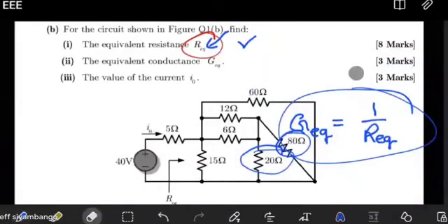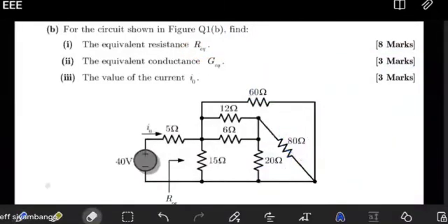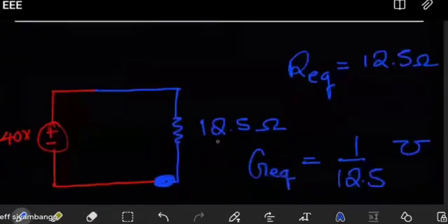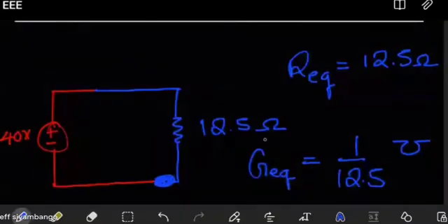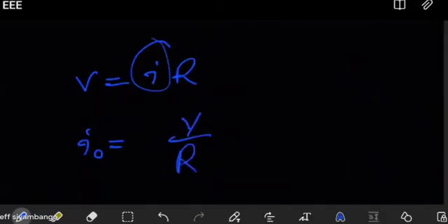And then we now want to determine what I/O is. I/O is the current being supplied from the source. Having figured out the total resistance, I/O becomes quite straightforward. By Ohm's law, we know that voltage equals current times resistance. In this case, that current is I/O. So I/O will be equal to voltage divided by the equivalent resistance.